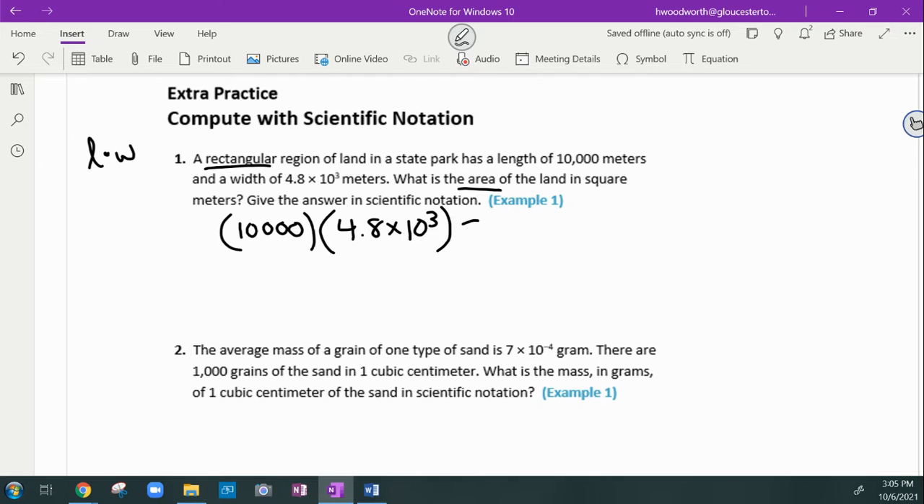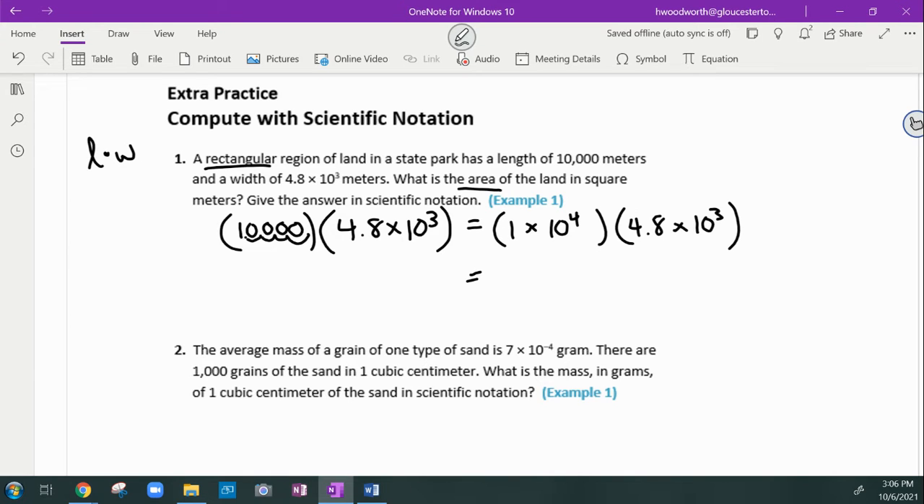Now, first step, get it into the same type of notation. We have standard versus scientific. You could go either way this time. I'm going to go scientific. This is kind of easy either way. So that'd be 1 times 10 to the fourth, because I'm going to put the decimal there, and that's 4 places away. And I still have that 4.8 times 10 to the third.